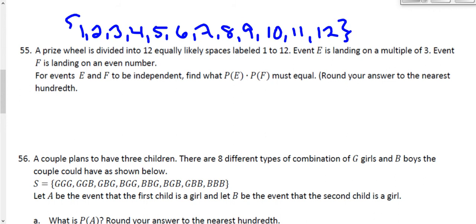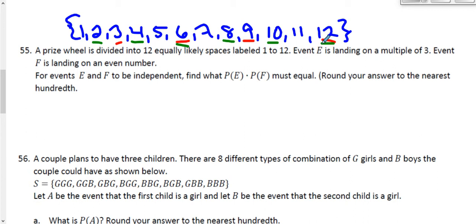I'm going to look at these numbers and try to figure out what E is and what F is. E is landing on a multiple of 3. I'm going to underline in red for landing on a multiple of 3. So 3 is a multiple of 3, so it's 3, 6, 9, and 12. Up next, we have F. I'm going to underline using green. Event F is landing on an even number, so 2, 4, 6, 8, 10, and 12 are all even numbers.